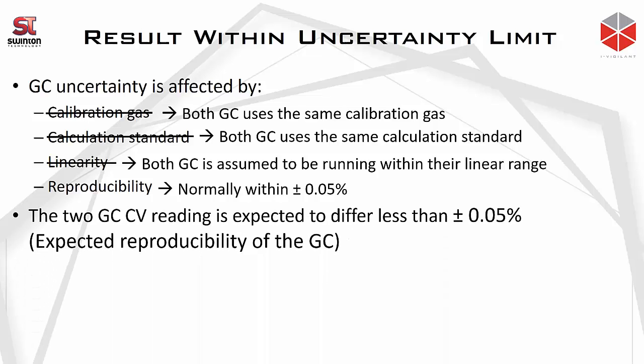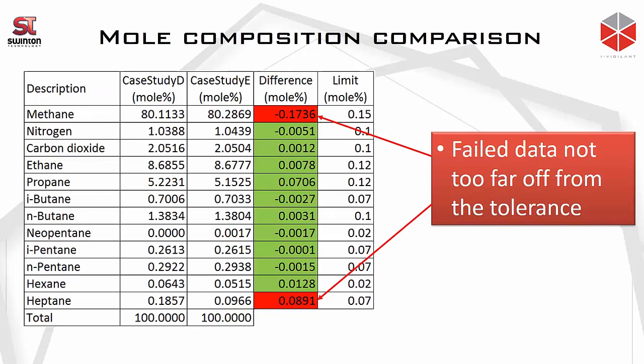So, this is basically the expected reproducibility of the GC, and this is what we would try to achieve in two GCs that measure the same gas. Now, let's see the impact of the reproducibility test when we compare the result of two GCs.